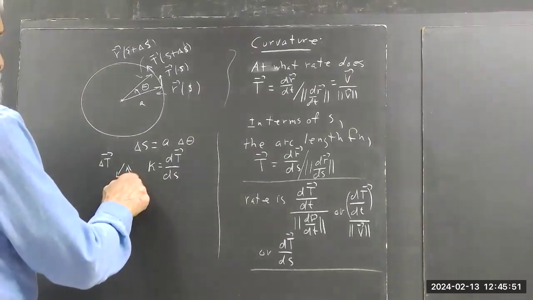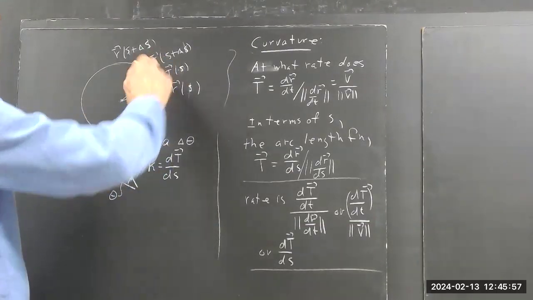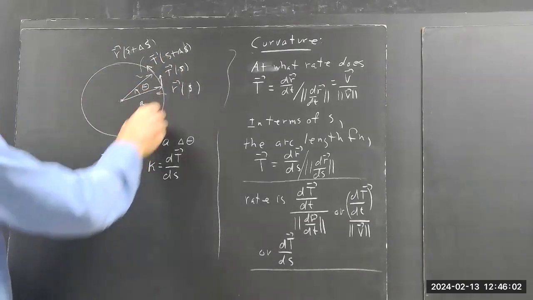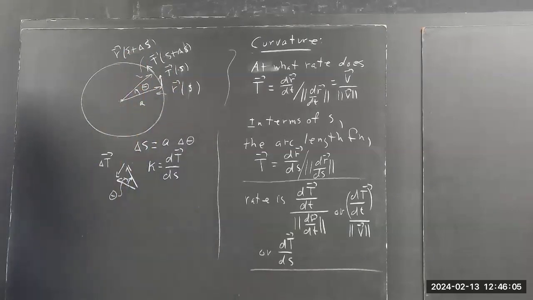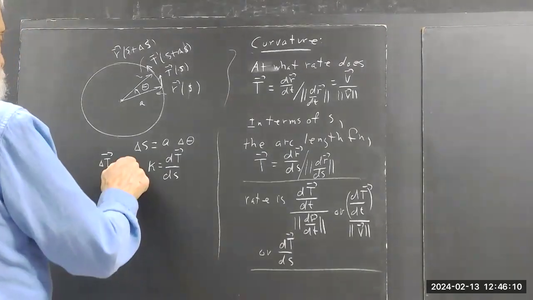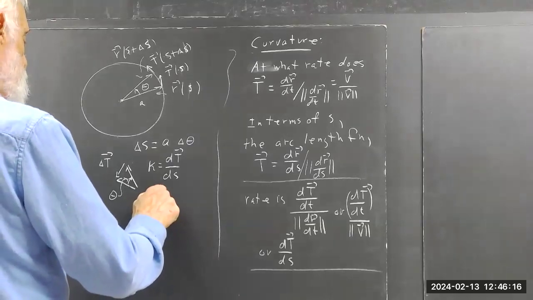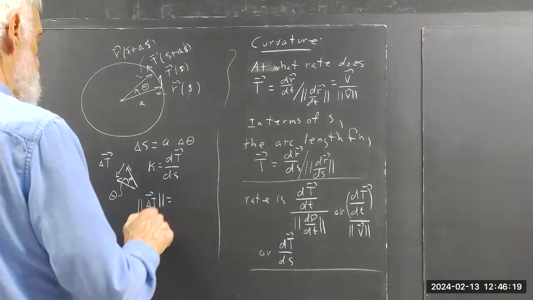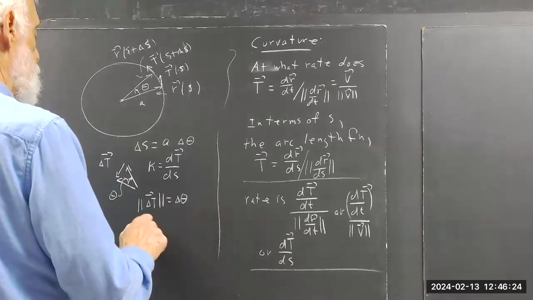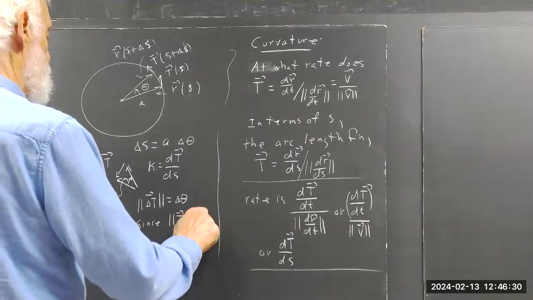This angle here is also theta, because these lines are radial on a circle, so the angle between this and this is identical to the angle between this and this, because these are orthogonal to these. So your magnitude of delta T equals delta theta. The magnitude of T equals 1.